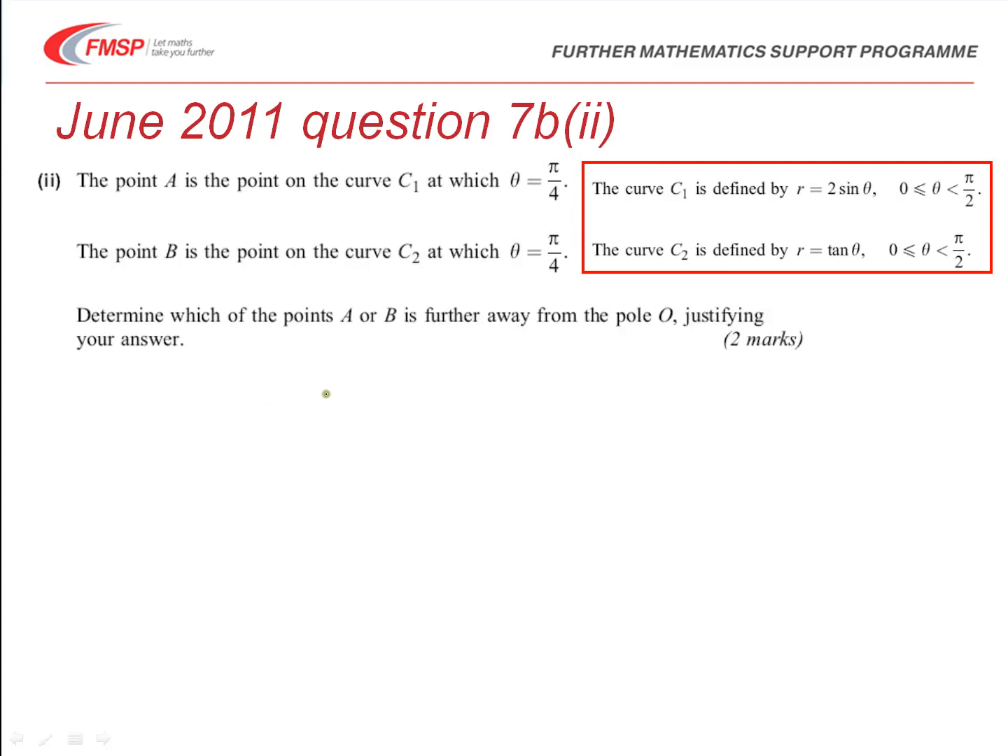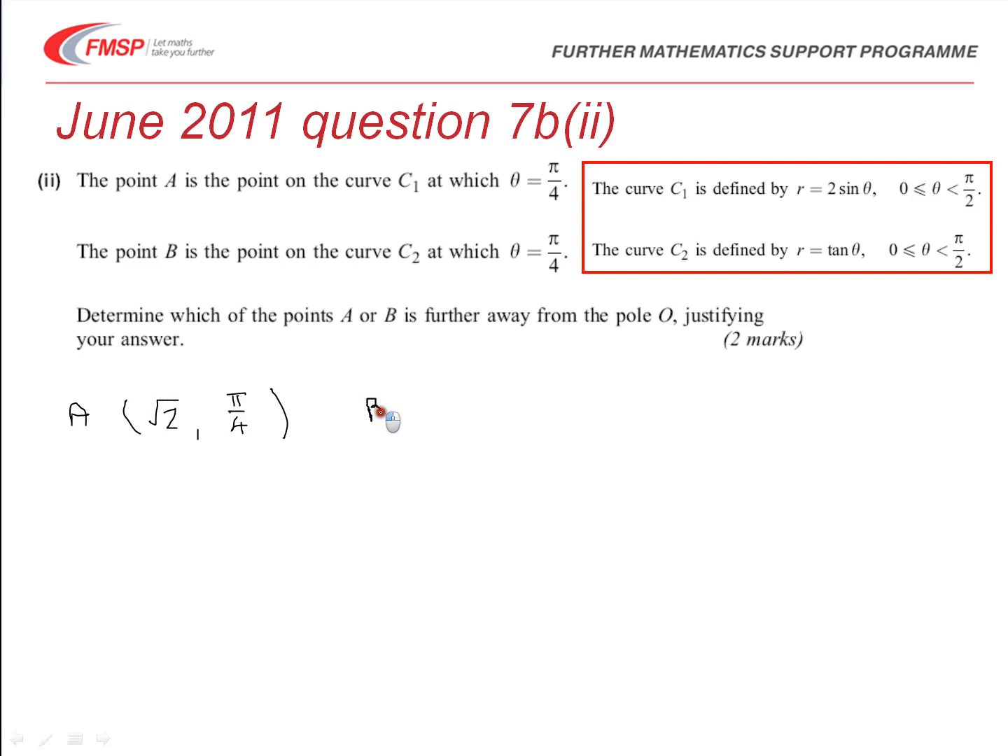And then in part 2 we need to determine the points A and B on each of these curves. So to determine the point A, theta is pi by 4, and the curve is r equals 2 sine theta, so we get 2 times the sine of pi by 4. Well, the sine of pi by 4 is 1 over root 2, so that gives us 2 over root 2, which simplifies to root 2.